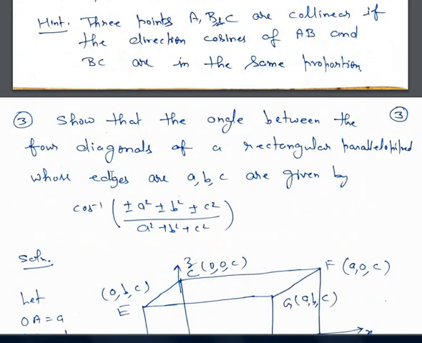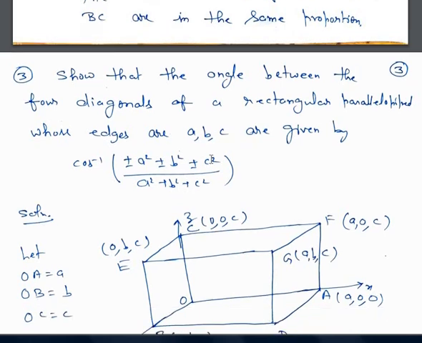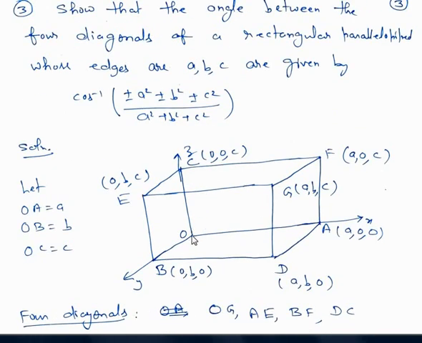So we have to find out the angle between its four diagonals. What are the four diagonals? First diagonal is O to G. OG is the first diagonal. Second diagonal is A to E. AE is the second diagonal. Third diagonal is D to C. DC is the third diagonal and B to F. BF is the fourth diagonal. So we have to find out the angle between these four diagonals.